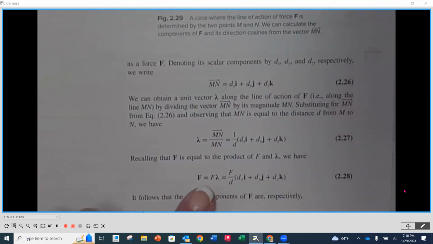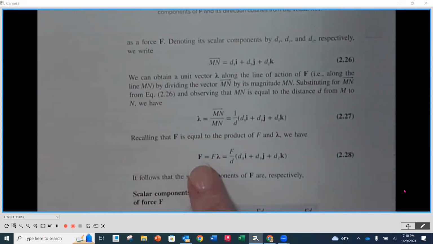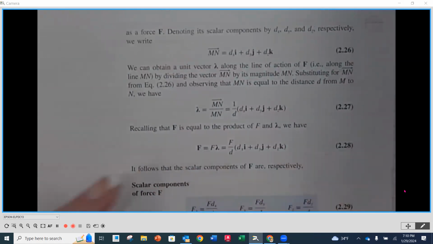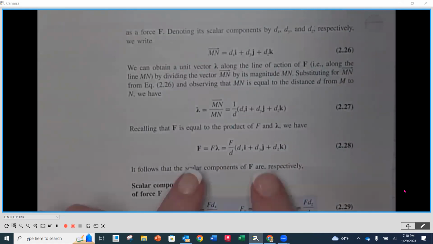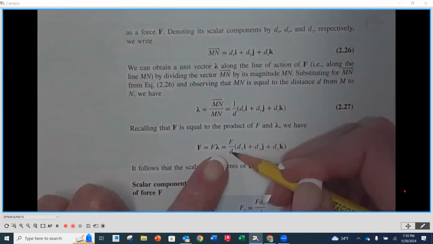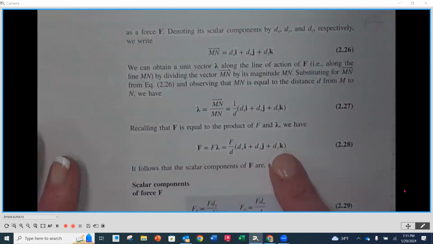Then what we can do is say, all right, if I know the magnitude of that force, or I can find the magnitude of that force, if I know its line of action, that's the lambda, but I can expand that out and say, F over D times the distance in the X vector, plus the distance in the Y vector, plus the distance in the Z vector. And this will make more sense when we put some numbers to it.